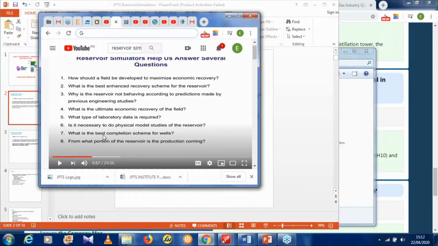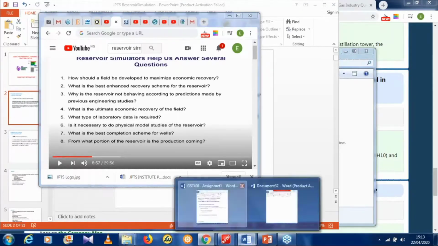Now I need to quickly say this. There are different software packages that are used for reservoir simulation. Popular ones are Python and Eclipse. So some of these are the reservoir simulation tools, and these are some of the advantages or benefits that we get from reservoir simulation.